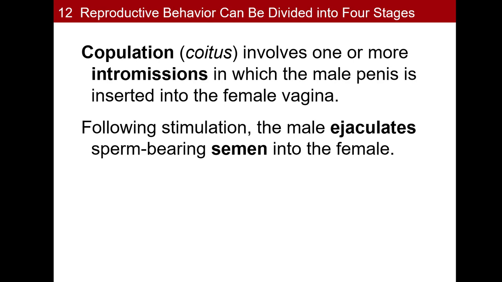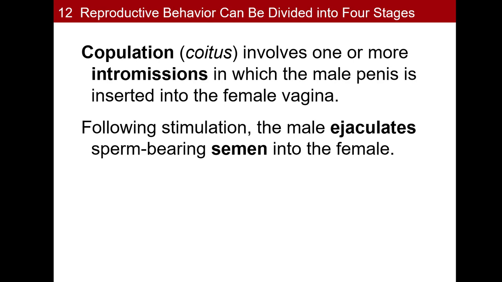I like my job. All right, so copulation, coitus here. It's a term that involves one or more intromissions in which the male penis is inserted into the female vagina. So there you go, right? I'm sure you got this. I don't need to have any further conversation about this, right? Okay. Once again, I just want to clarify that your textbook is zeroed in on reproductive behavior here, which is why it's emphasizing this male and female component.